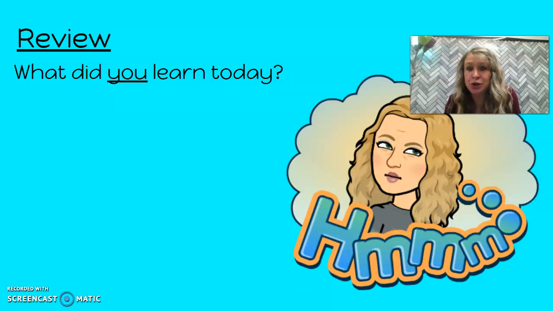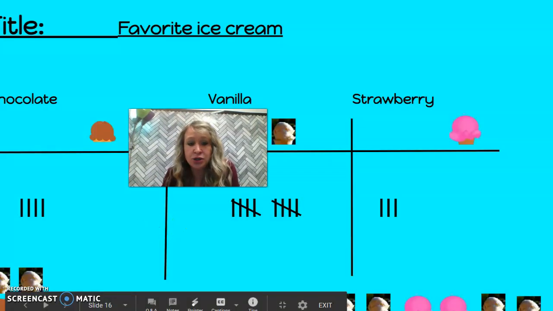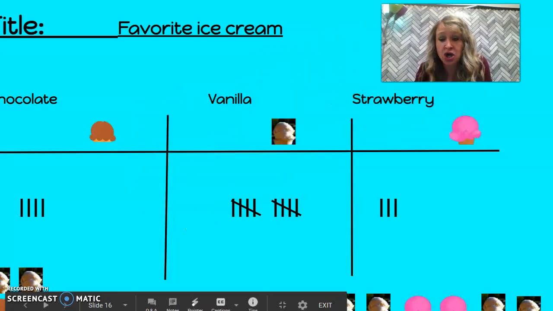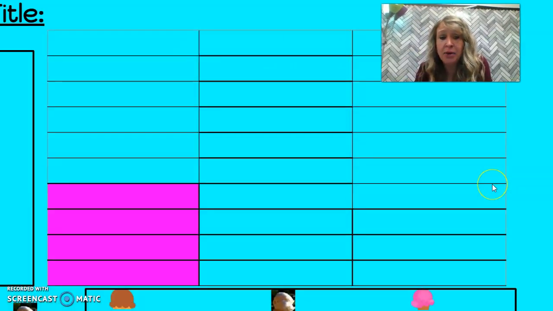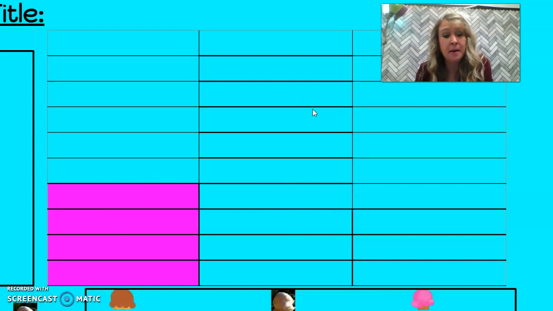What did you learn today? Well, I know we learned to use a tally chart to make a bar graph, a bar type graph, because we're only coloring in parts of the bar. We're coloring in the rectangles. Each little rectangle is 1 vote. So how many votes for chocolate again? 4. 4 votes for chocolate.